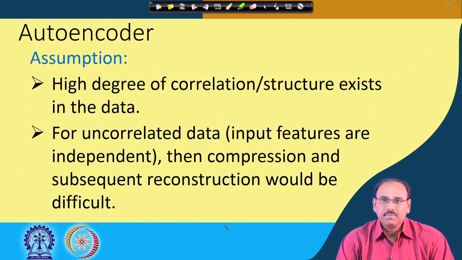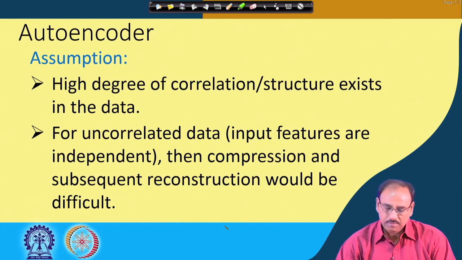And once the information is lost in that compressed domain representation, whichever way I try to reconstruct the original signal from that lossy compressed representation, my output will always be lossy. That means the decompressed or reconstructed data cannot be identical to the input. So the basic assumption in the use of autoencoders, when you go for encoding in compressed domain, is that the data is highly correlated.